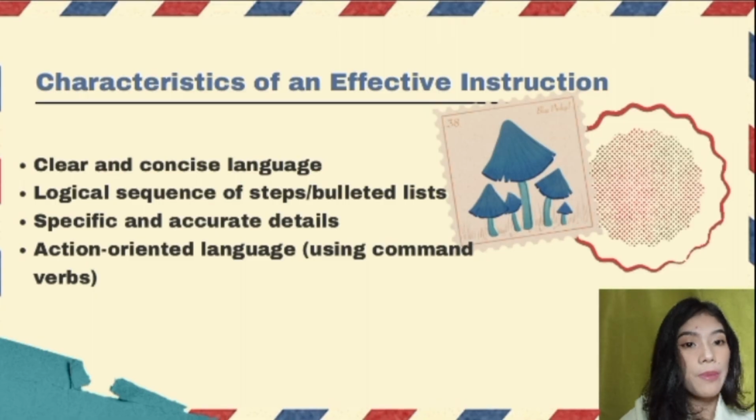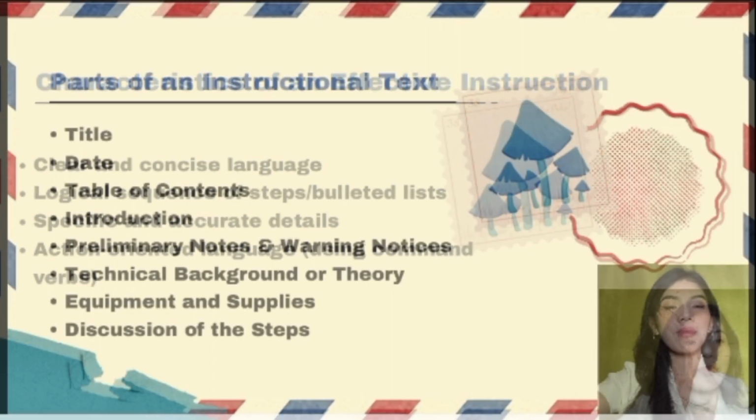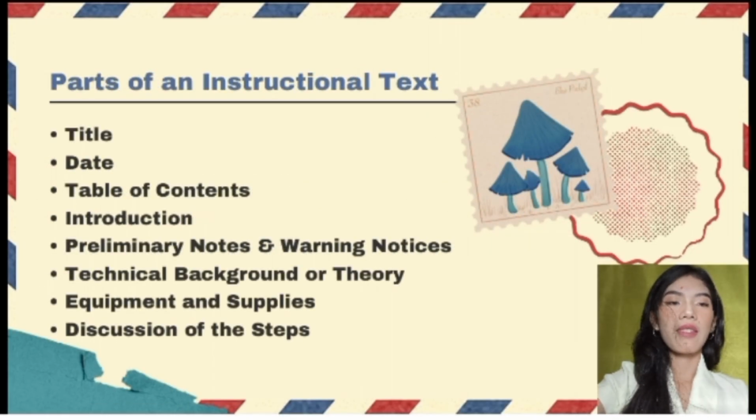These are verbs that provide clear and direct instruction, and the reader can easily understand what it is trying to convey. So that's the purpose of using command verbs. We have here the parts of an instructional text. First, we have the title. The title of an instructional text must be concise and precise.